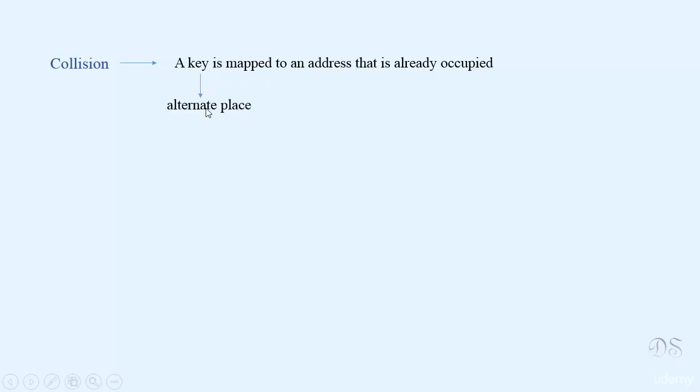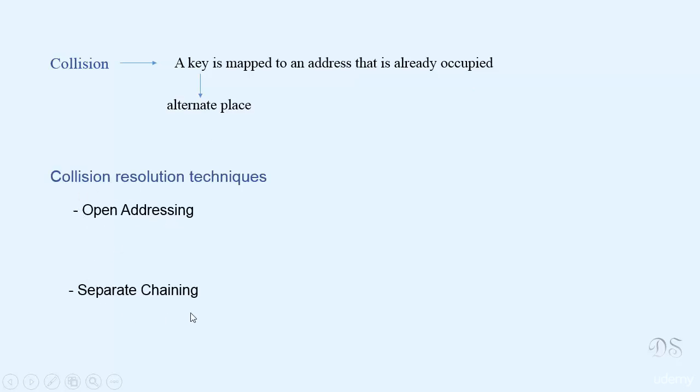In the introduction lecture, we had seen that a collision occurs when a key is mapped to an address that is already occupied. Now, since we cannot place this key at the address given by the hash function, we need to find an alternate place for the key. And for this, we can use one of these two collision resolution techniques: open addressing and separate chaining. First, we'll learn about open addressing.